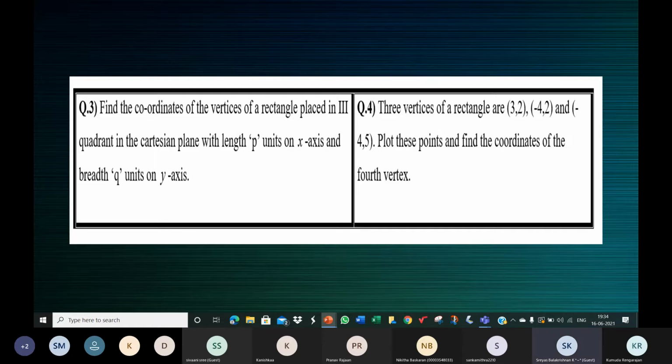Ma'am, minus P comma minus Q. What are we supposed to find? Find the coordinates of the vertices, meaning we need to find the coordinates of all the 4 vertices. One of it is minus P, minus Q, is it? Yes, ma'am. Okay, you're right. Find all the vertices. Find the coordinates of the vertices of a rectangle, meaning all the 4 vertices.